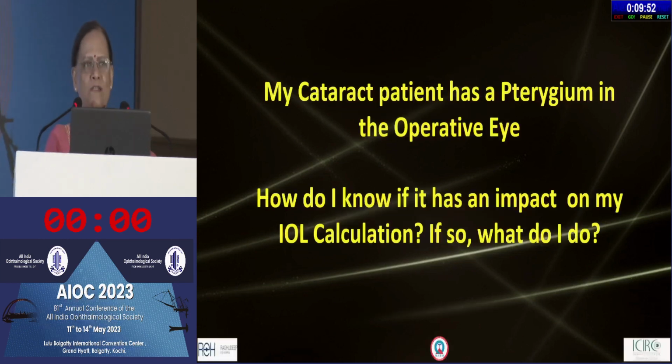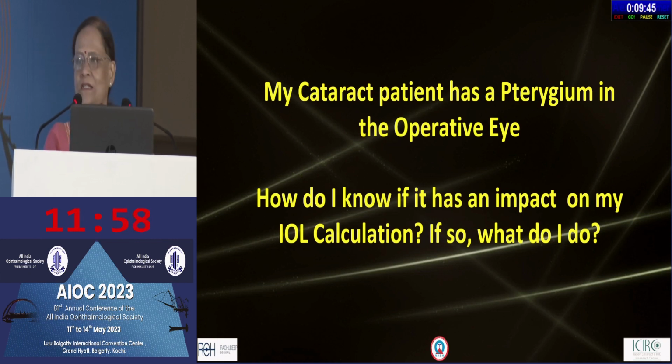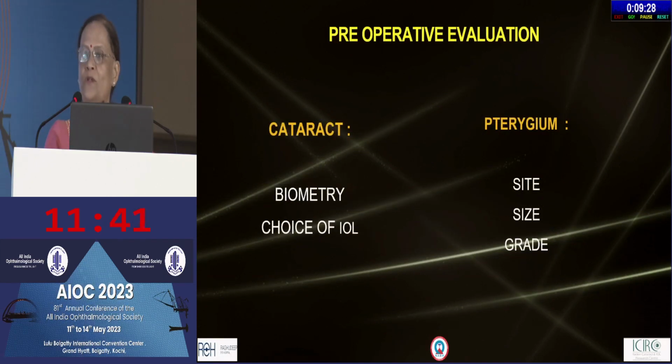So, all of us have quite often faced this situation where we are going to operate a cataract, but there is also the comorbid condition of a very irritating but very common problem, that of pterygium. So, how do we know whether this pterygium is going to impact our cataract outcomes in the form of our biometry and the choice of IOL? And if so, what do we do about it?